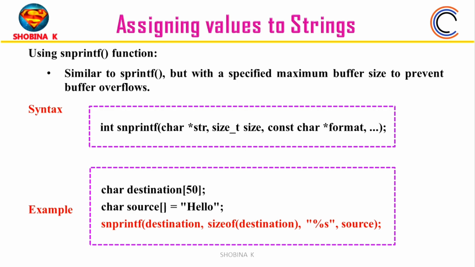The first argument, destination, is the destination buffer where the formatted string will be stored. The second argument, sizeof(destination), specifies the maximum size of destination buffer, which ensures that snprintf function does not write more characters than the size of the buffer. The third argument, %s, is a format string, which copies a string from source array to destination buffer. The fourth argument, source, is a source string from which the data will be copied. So this code snippet uses the snprintf function to safely copy the string hello from the source array to destination array, and ensuring that the operation does not result in buffer overflow.